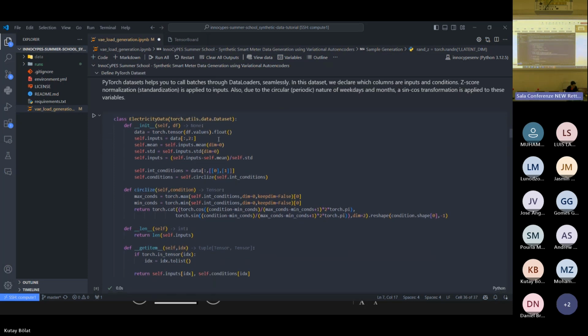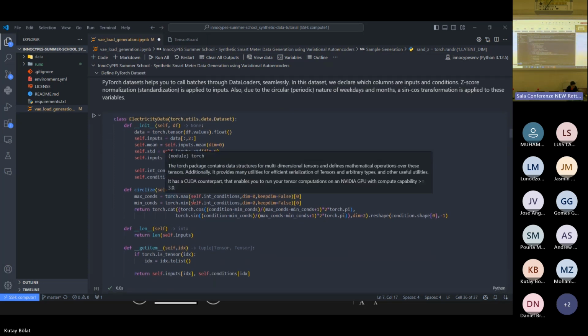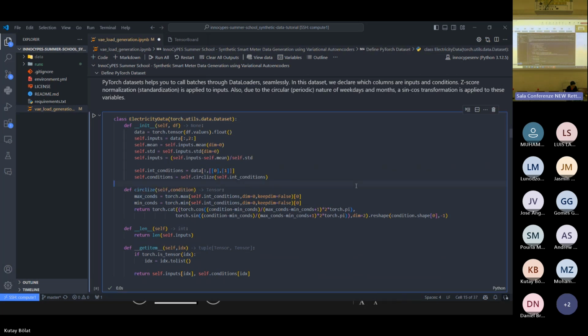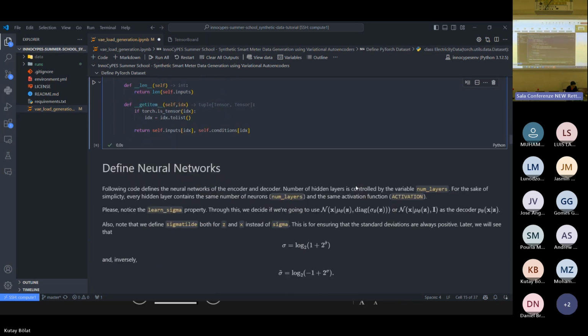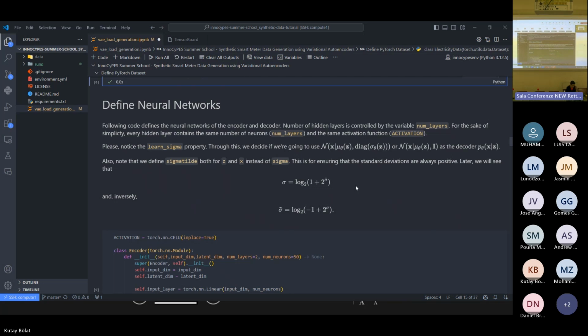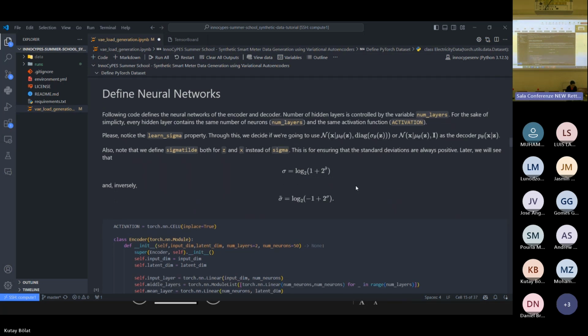In this case, it's electricity data, and we have these conditions to circularize things. Then we define our neural networks, our encoder and a decoder. So one problem: since we work with probability distributions, and these probability distributions, in this case Gaussian distributions, are parameterized with mean and standard deviation or variance.